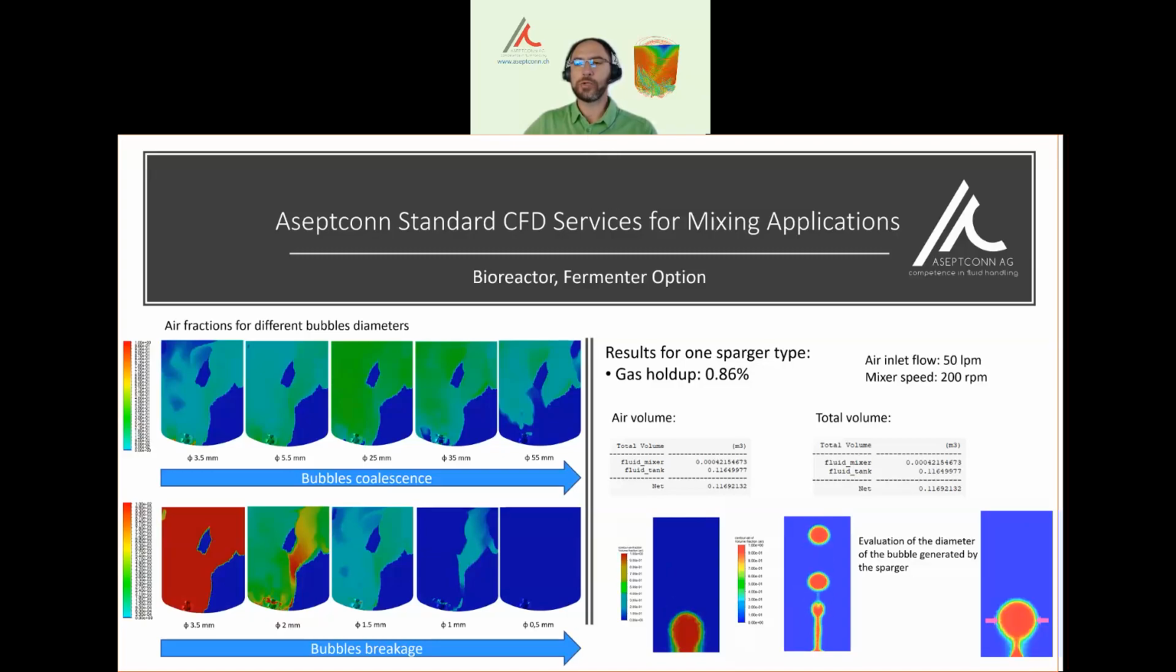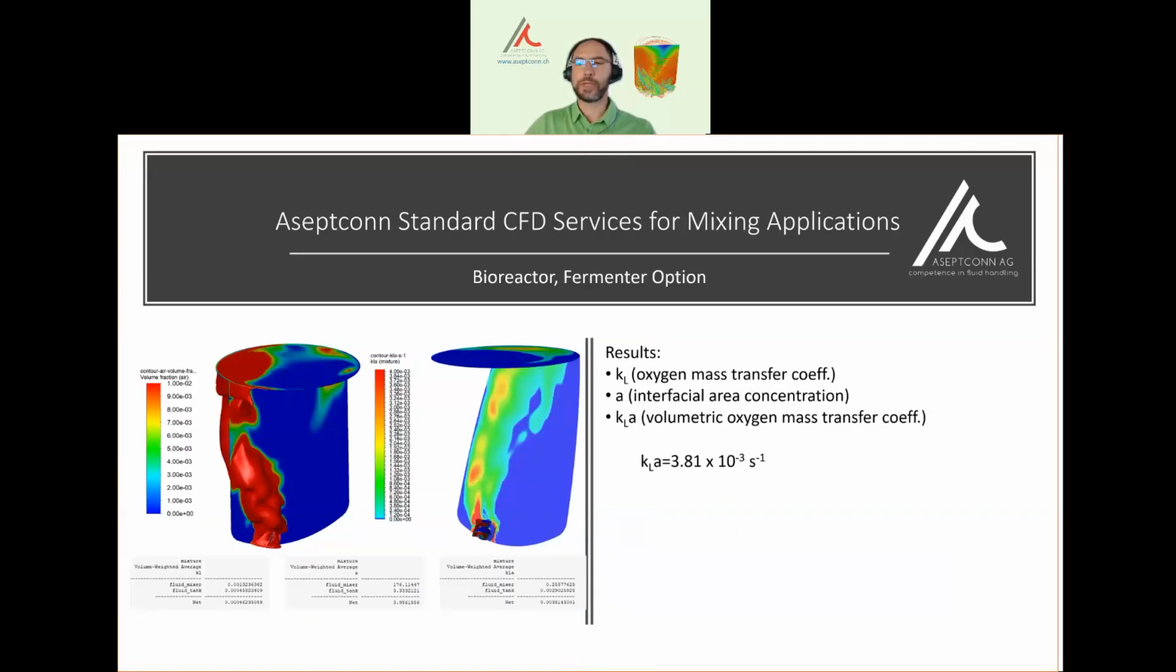Then we are taking into account the coalescence and the breakage phenomena happening inside the tank. You can see the distribution in the bioreactor of bubbles of different sizes and the final gas holdup. After obtaining the information about the air bubbles, we can simulate and obtain the oxygen mass transfer coefficient, the interfacial area concentration, and the volumetric oxygen mass transfer coefficient.